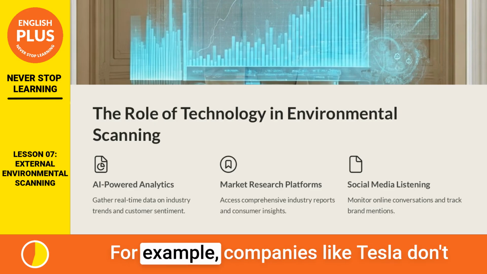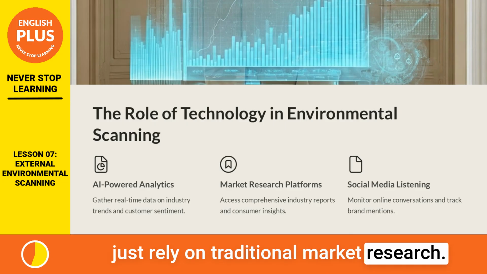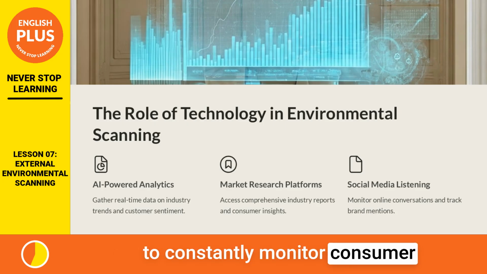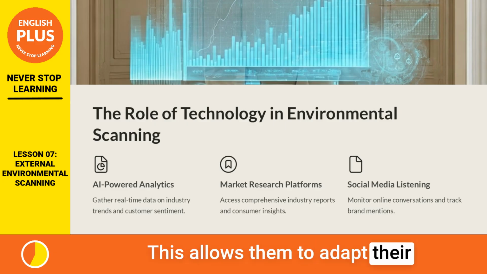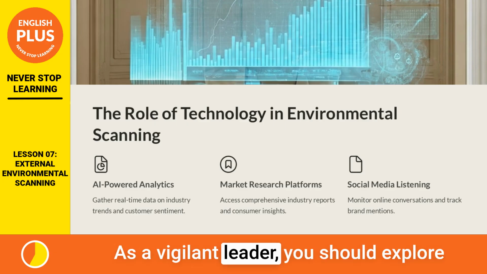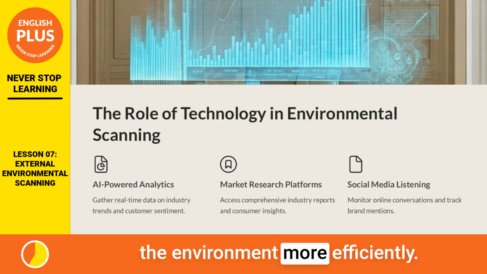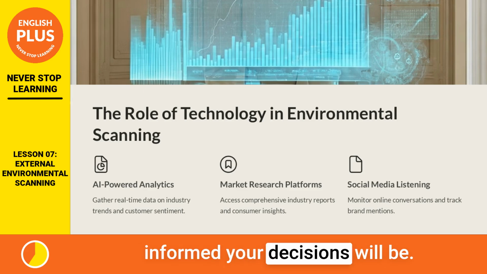For example, companies like Tesla don't just rely on traditional market research. They use real-time data and analytics to constantly monitor consumer behavior and industry trends. This allows them to adapt their strategies quickly and effectively. As a vigilant leader, you should explore how technology can help you scan the environment more efficiently. The more data you have, the more informed your decisions will be.